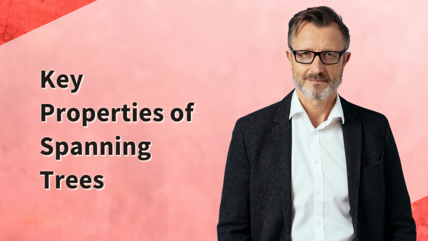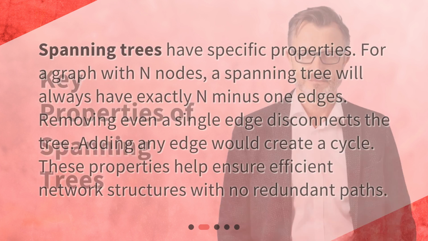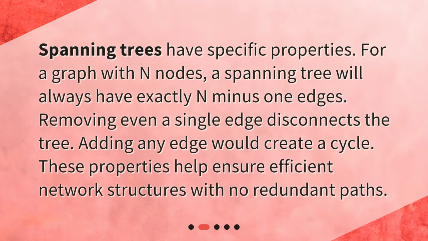Key properties of spanning trees. Spanning trees have specific properties. For a graph with n nodes, a spanning tree will always have exactly n-1 edges. Removing even a single edge disconnects the tree. Adding any edge would create a cycle. These properties help ensure efficient network structures with no redundant paths.